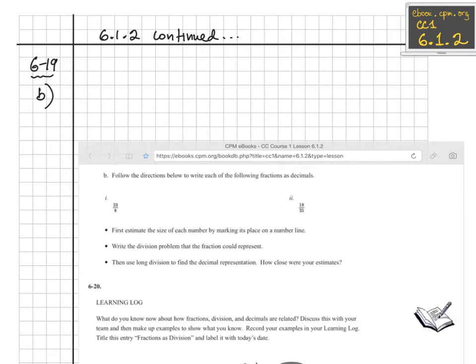This lesson is a continuation of lesson 6.1.2, problem 6-19b, just in case you needed a little more help with the long division. Follow the directions below and write each of the following fractions as decimals. So there are two parts. I see 23 divided by 8, and I also see 18 divided by 25.